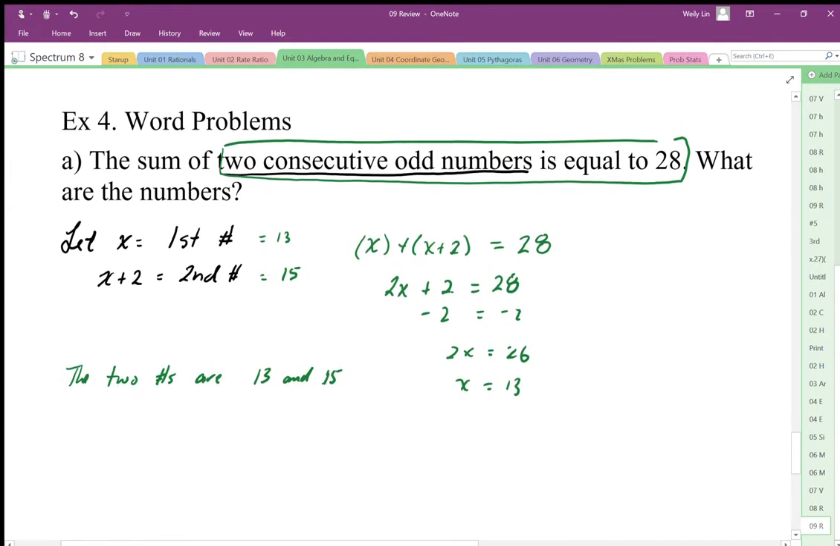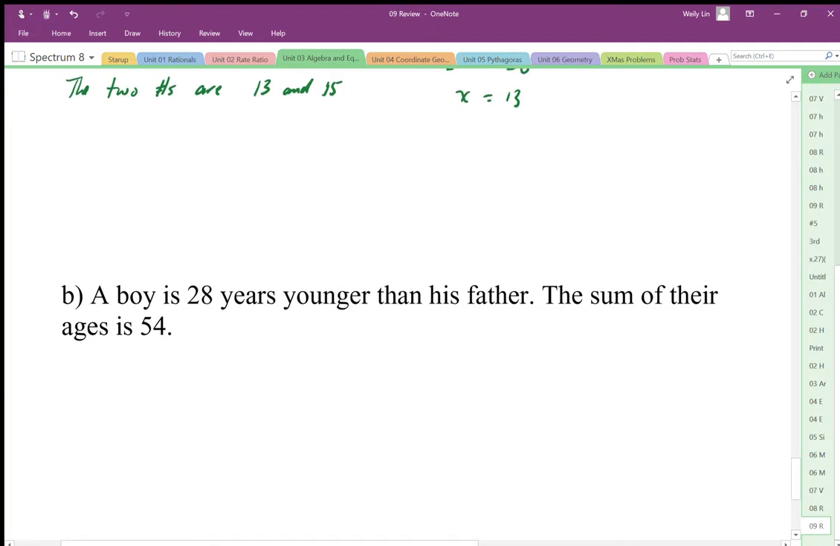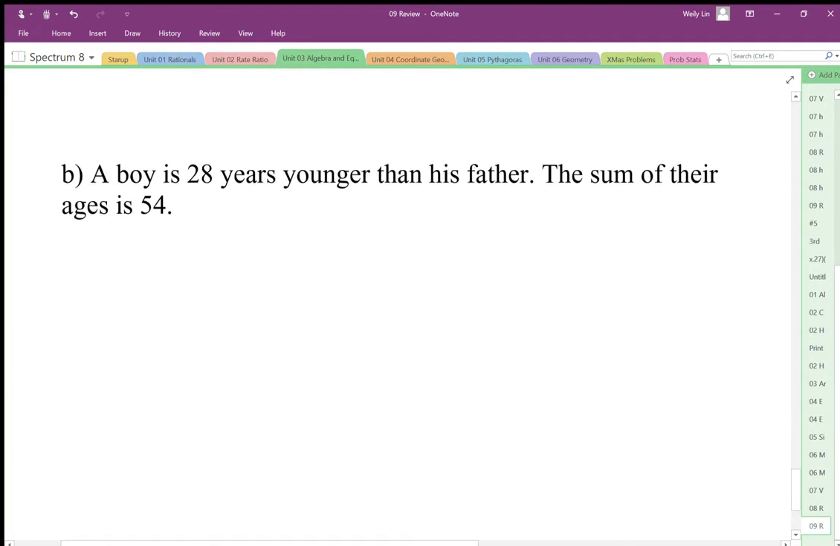Okay, so this next problem: a boy is 28 years younger than his father. The sum of their ages is 54. It doesn't actually explicitly ask the question, but we're basically trying to find the age of the boy and his father.